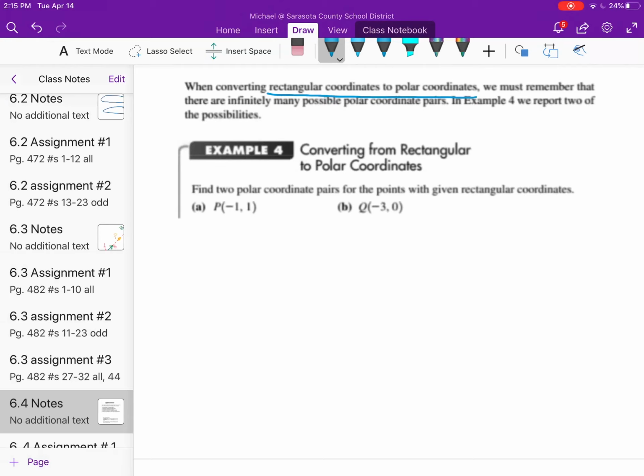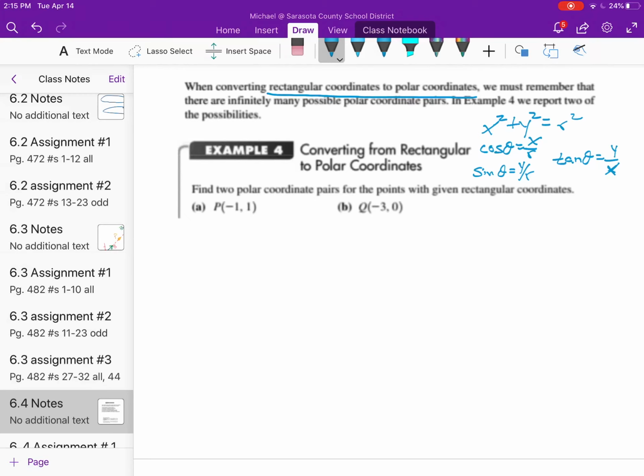So let's take a look at this example of converting from rectangular to polar coordinates. Remember that our reference triangle has the Pythagorean theorem, which says x squared plus y squared equals r squared. And we also need to know the ratios of our basic trig functions. The cosine of theta is x over r, the sine of theta is y over r, and the tangent of theta is y over x. All of that is going to help us in converting from rectangular to polar coordinates.